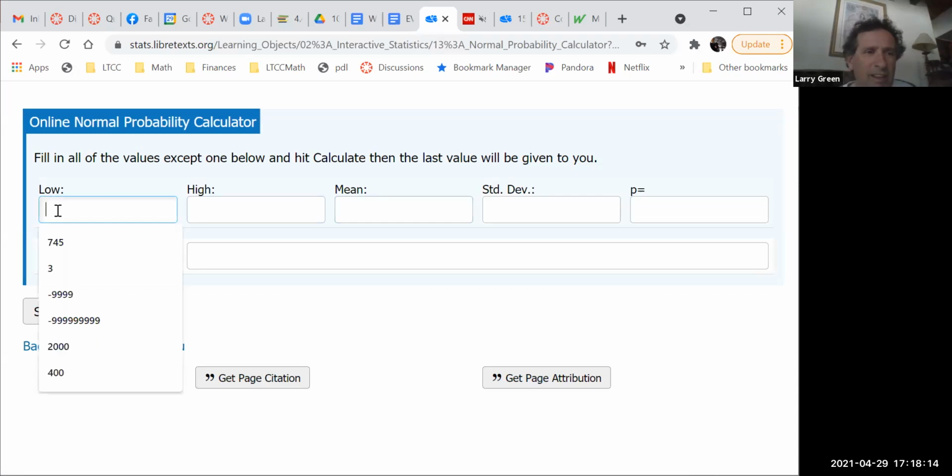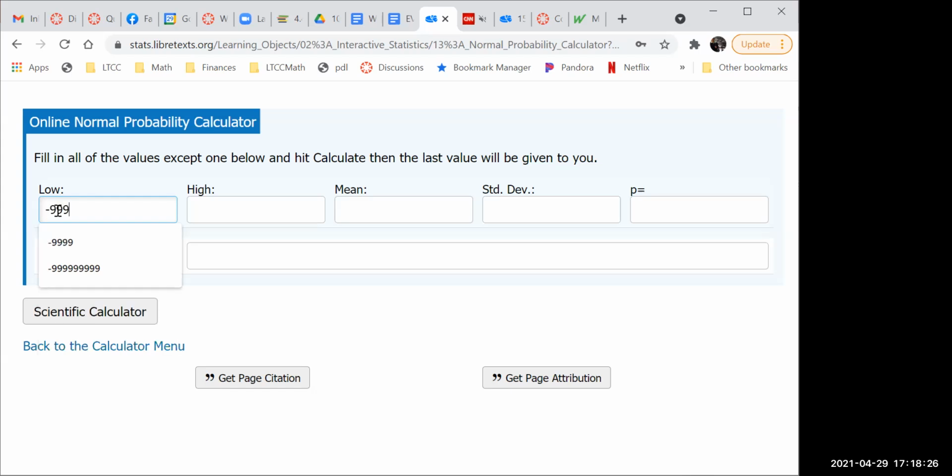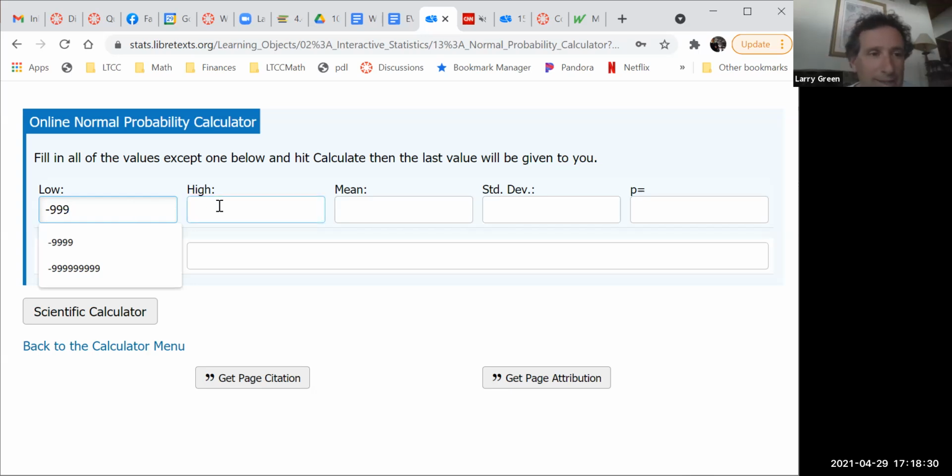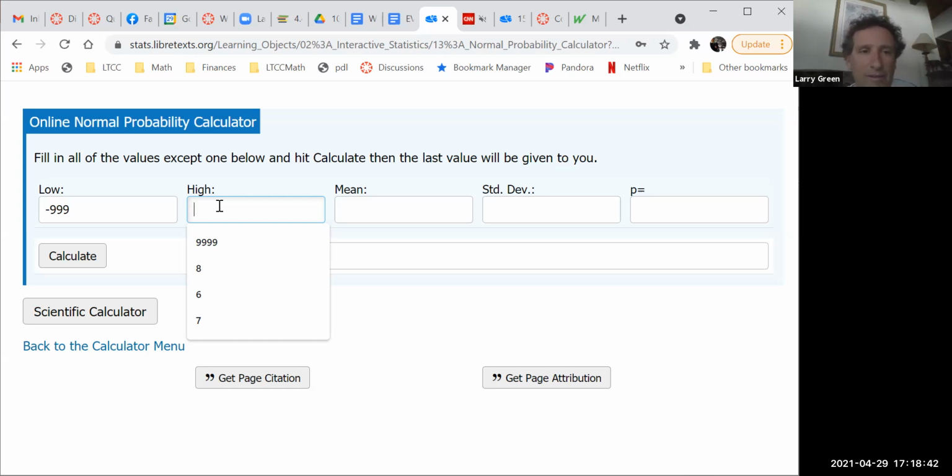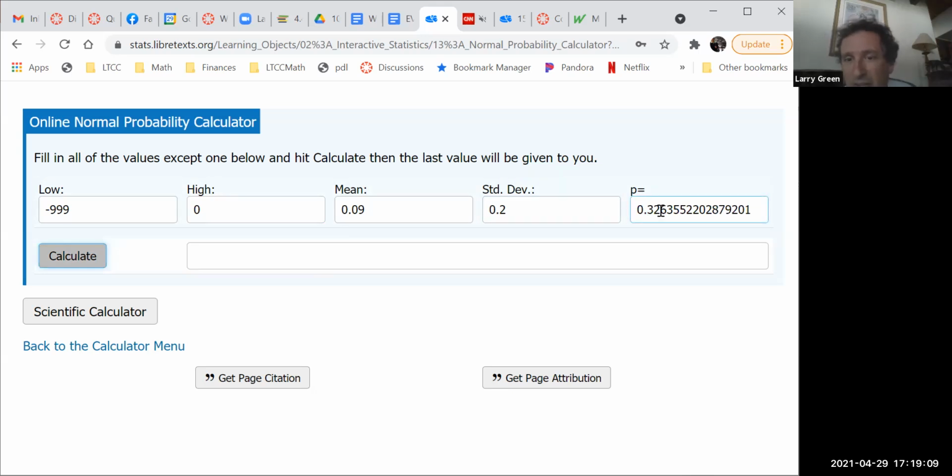And what's the low? If we want the probability that X is less than 0, what's the low? Negative infinity. You don't even need that many 9s because these numbers are all tiny anyway. What's the high? Easy, that's a hint: 0. We want the probability that X is less than 0, so that means it's between negative infinity and 0. The mean we said was 0.09, and the standard deviation was 0.2. I hit calculate, and we're looking at about a 33% chance.